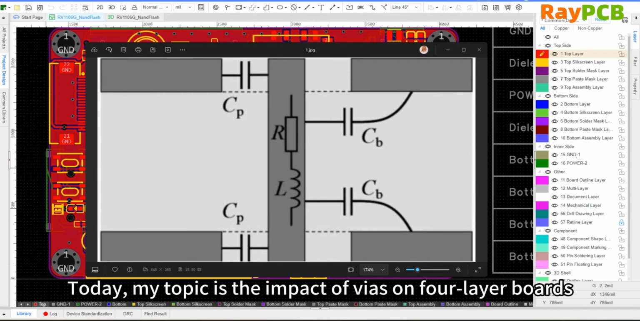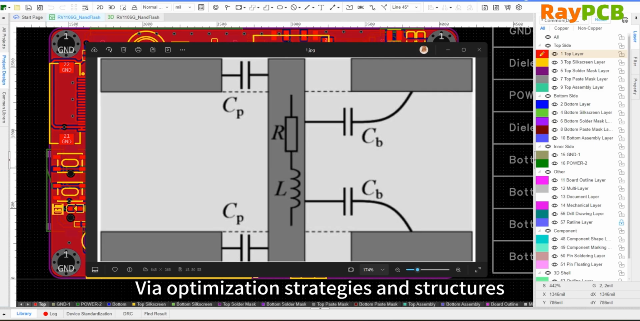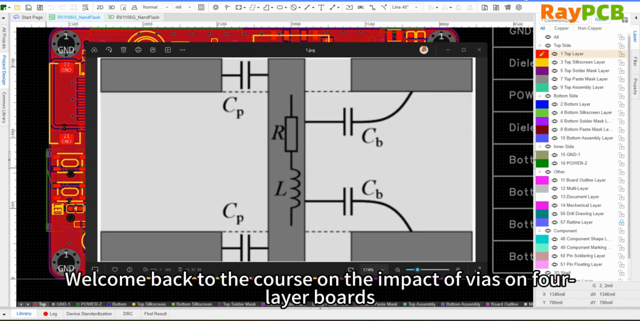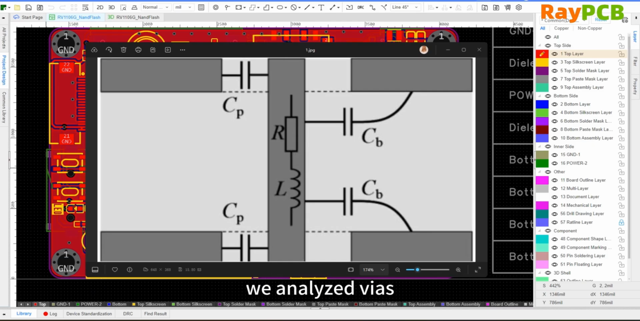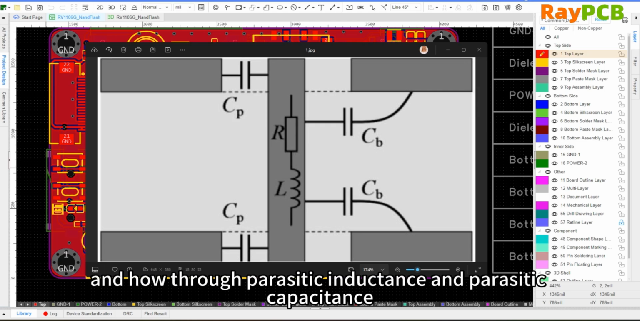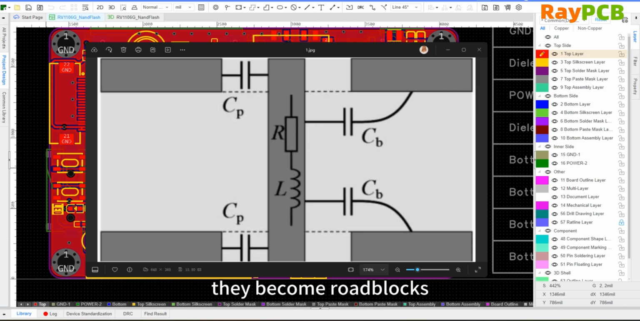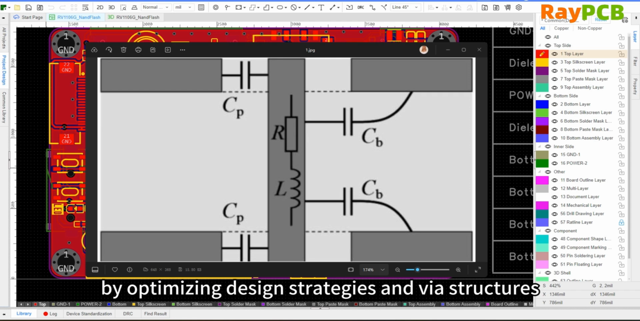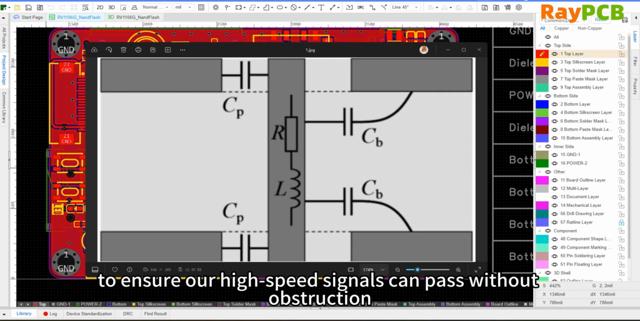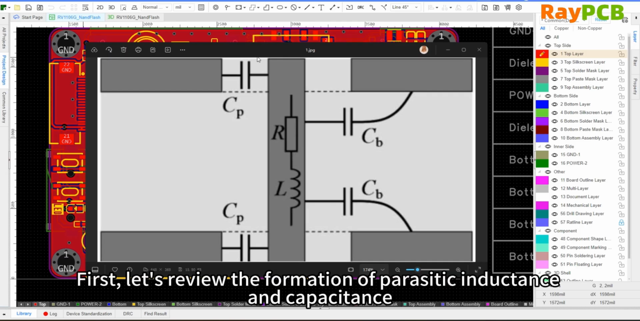Today our topic is the impact of vias on four-layer boards, via optimization strategies and structures. Welcome back to the department focused on via impacts in four-layer boards. In the previous video, we analyzed how vias through parasitic inductance and parasitic capacitance become a bottleneck for high-speed signals. Today, we'll discuss more practical content, how to tame these parasitic effects by optimizing design, especially via structures, to ensure our high-speed lines work smoothly.